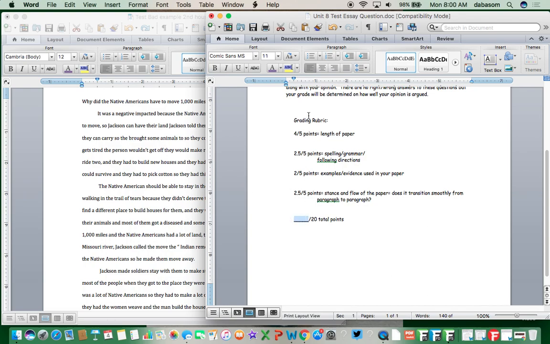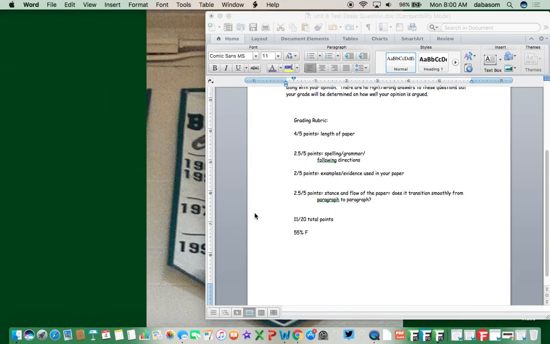If we add all these up, we've got 4, 6.5, 8.5, 9, 11. So 11 out of 20 points would be a 55% F. Okay, so that's our negative bad example paper.